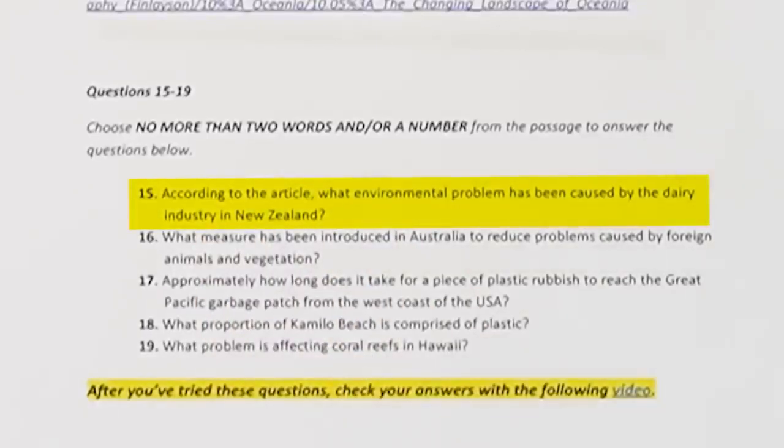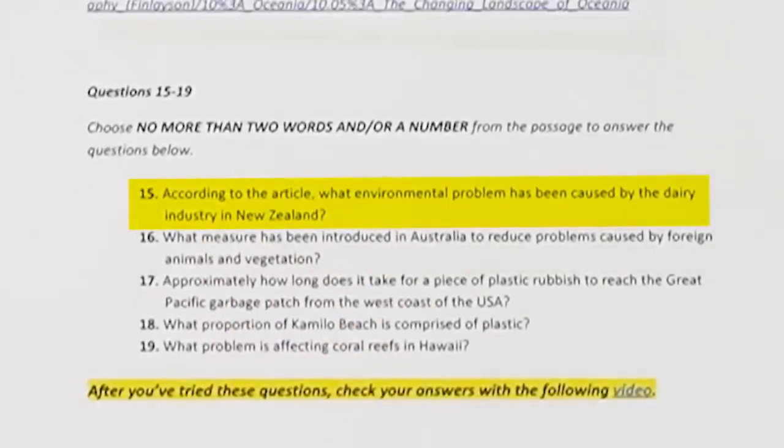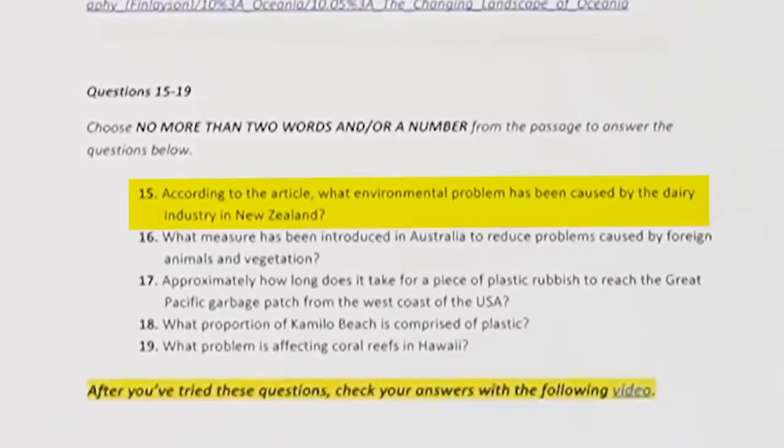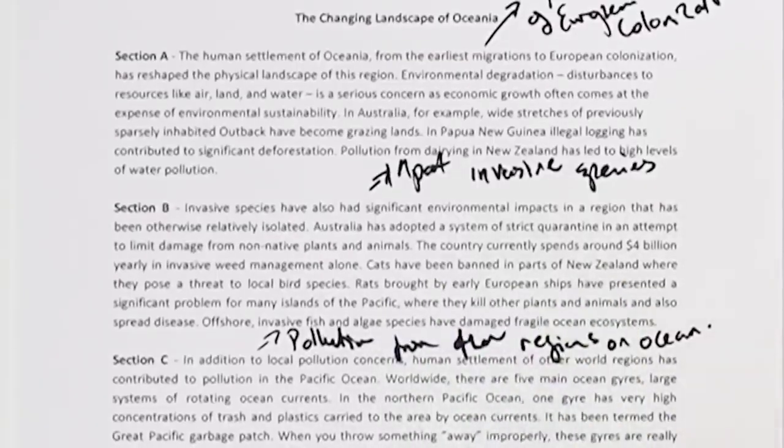So according to this article, what environmental problem has been caused by the dairy industry in New Zealand? So what we need to do is scan for the location of this correct answer. So New Zealand, there's no real other way of saying New Zealand, so we're going to scan for New Zealand. So you have New Zealand here. Cats have been banned in parts of New Zealand. All right, so it's not about cats. This is about the dairy industry. If you didn't know what the dairy industry is, then you might not be able to find the answer to this question. That's why it's so important to develop a wide-ranging vocabulary, because if you didn't know what dairy meant, you would go and look at, oh, New Zealand, cats, let's just write that down.